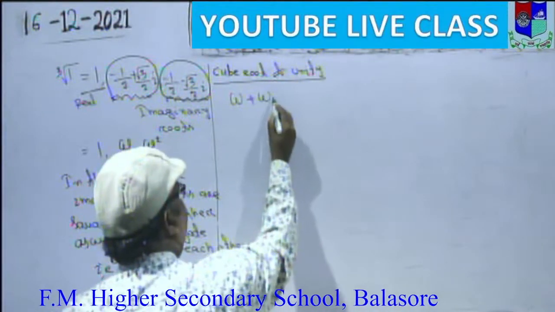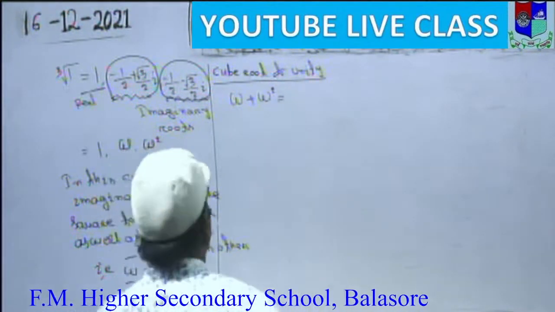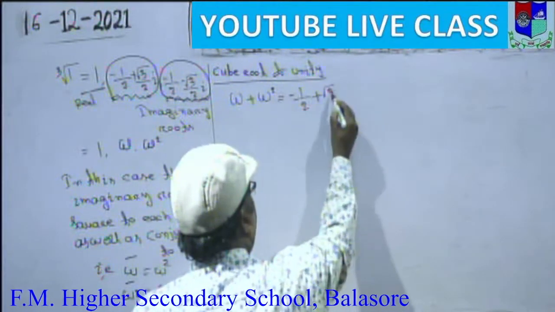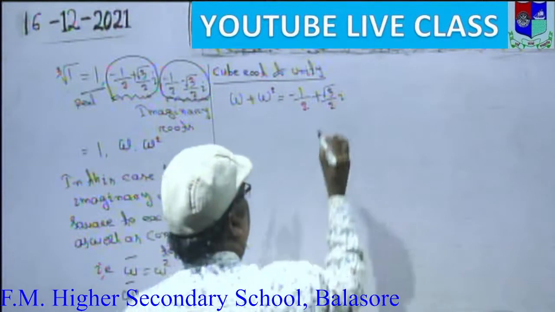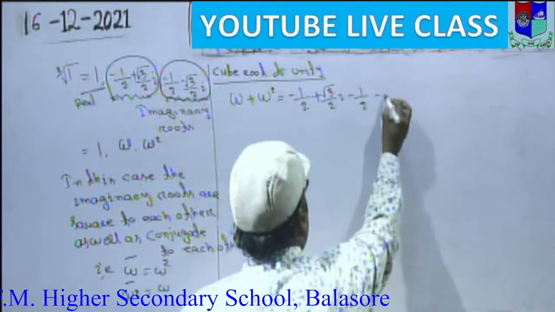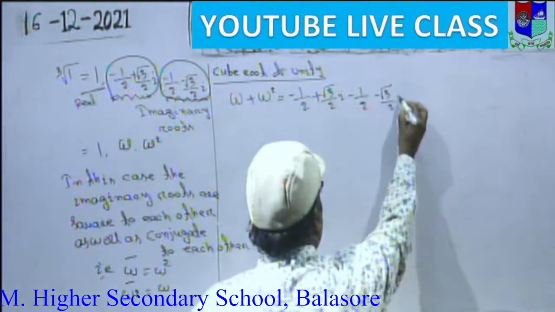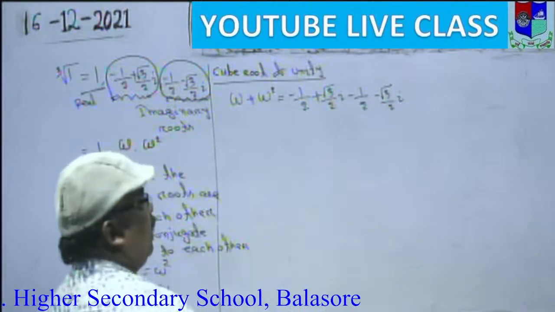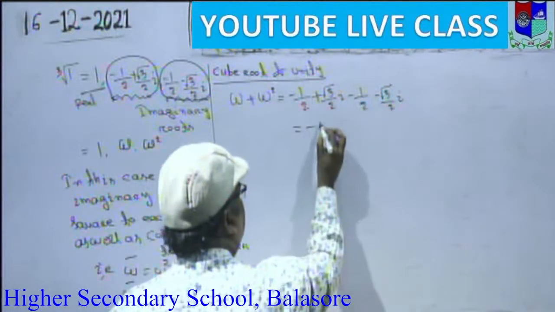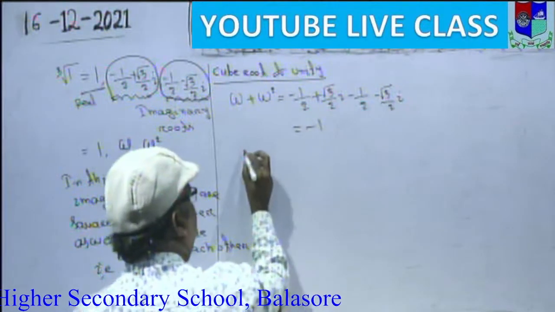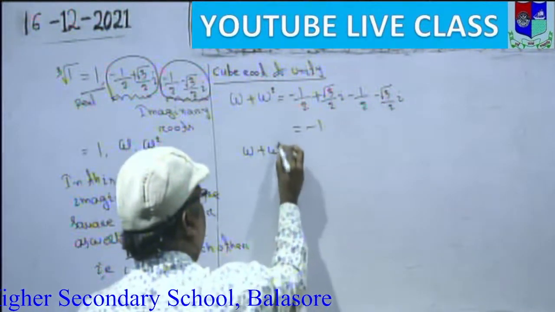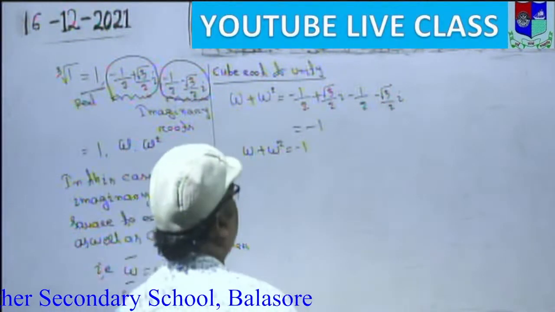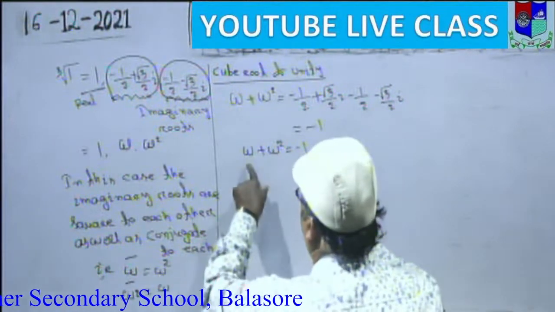Omega plus omega square, minus 1 by 2 plus root 3 by 2i and the other is minus 1 by 2 minus root 3 by 2i. So the root 3 by 2i terms cancel, and minus half minus half is minus 1. So we find omega plus omega square equal to minus 1. It is one thing we find between two roots.